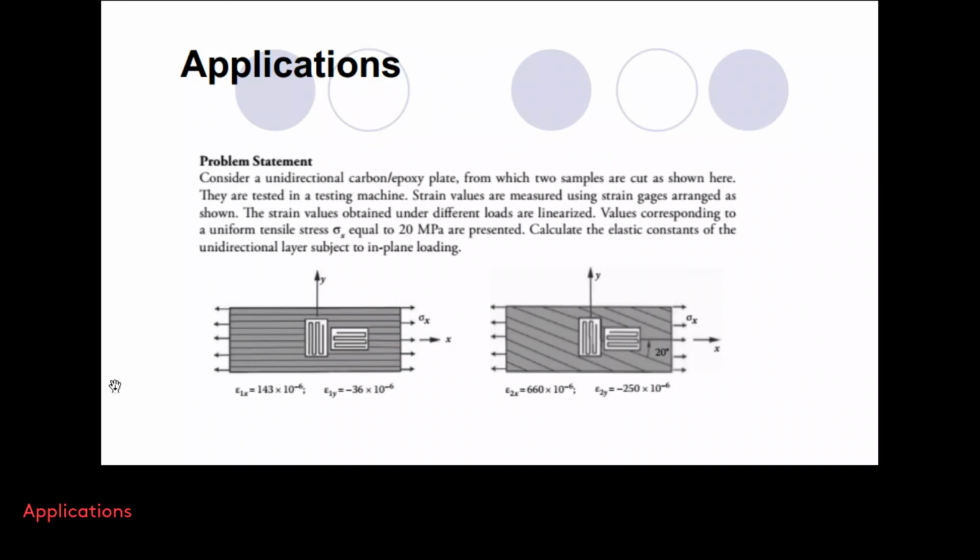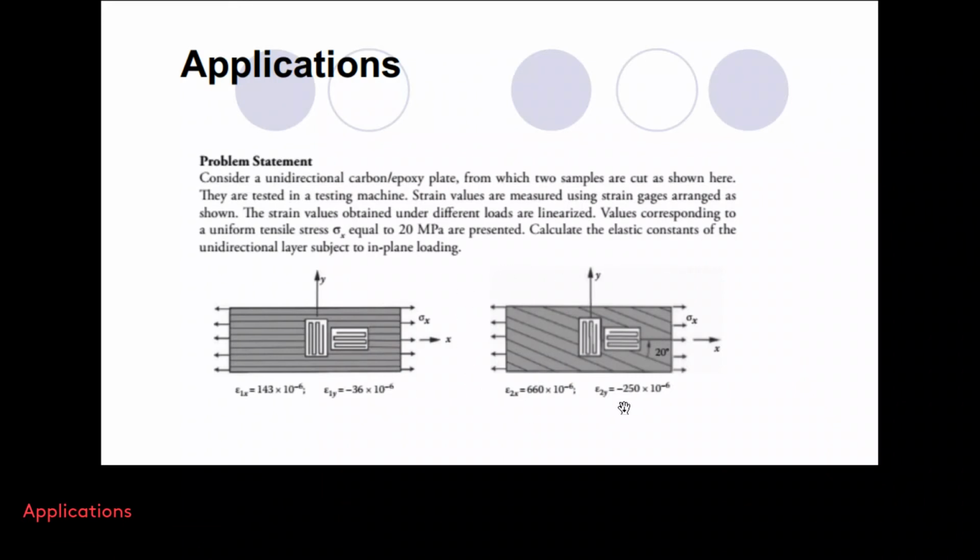So we have a plane stress case as is seen in the figure. Moreover, in the first sample, two strain gauges are fixed on the sample. One is in the direction of the fibers and the other one is perpendicular to the fibers, and the fibers are aligned with the x coordinate system. The strains are given as 143 10 to the power minus 6 in the x direction and minus 36 10 to the power minus 6 in the second one.